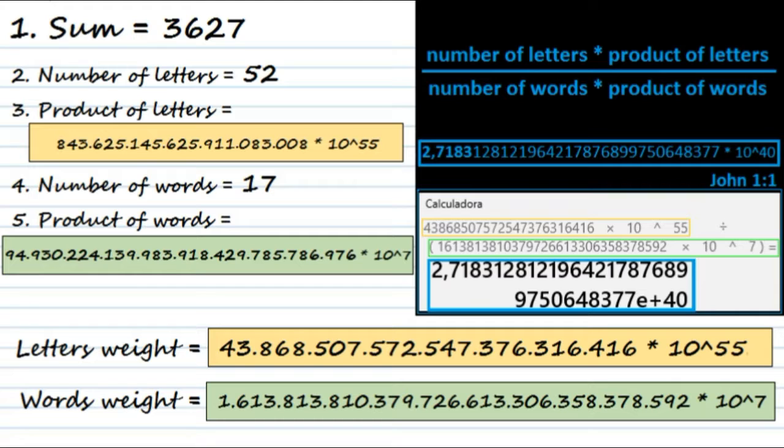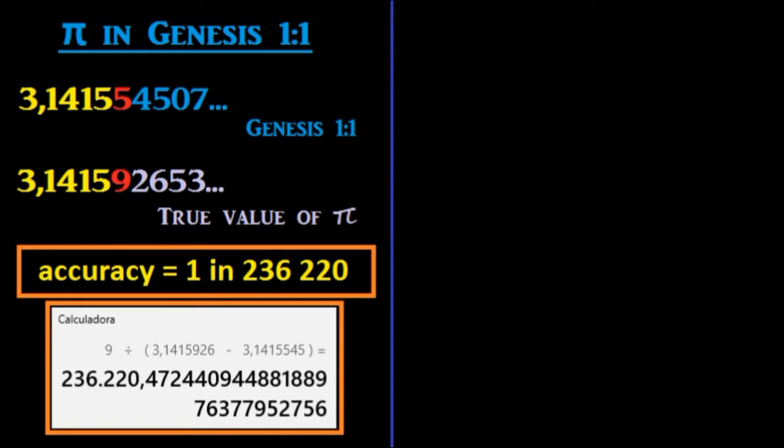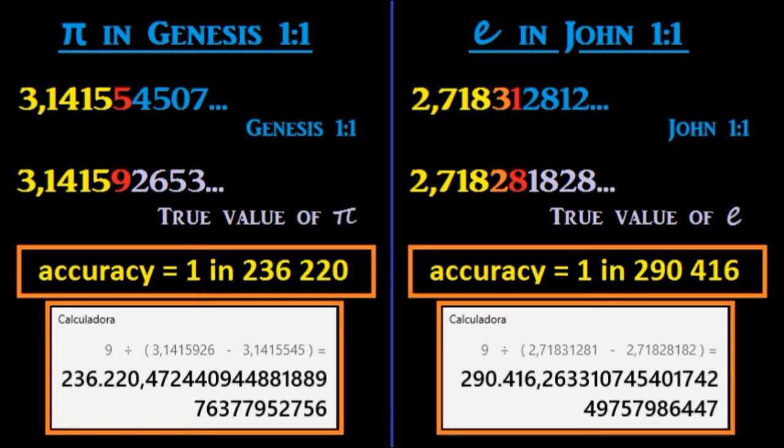This value is very similar to the true value of the number e. Let's compare both. John 1:1, 2.71, 83, 12, 81, 21, etc. times 10 to the 40. True value of e, 2.71, 82, 81, 82, 84, etc. infinitely. So, as we obtained in Genesis 1:1 a number that was equal to pi to the 5th significant figure, in John 1:1 we just obtained a number that is equal to e to the 5th significant figure.